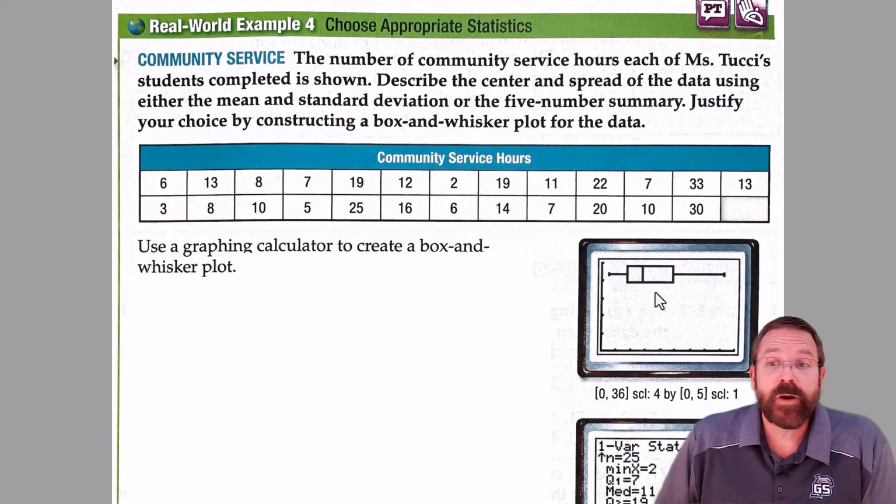This graph clearly is not symmetrical. It's skewed to the right, or positively skewed. Your right whisker is way bigger than your left whisker.